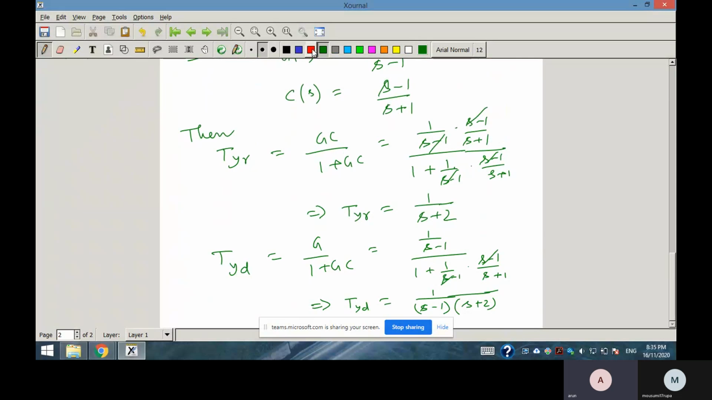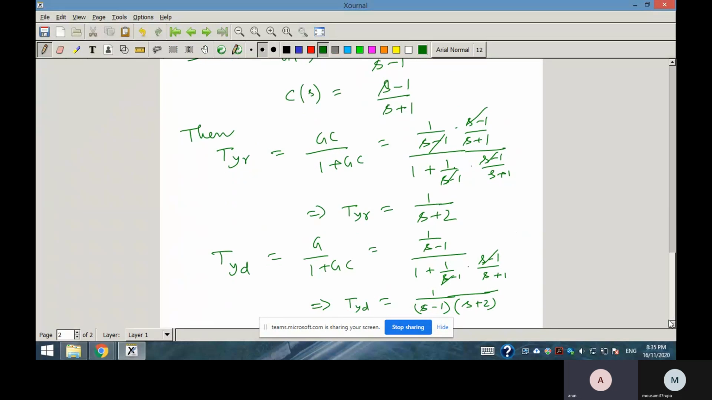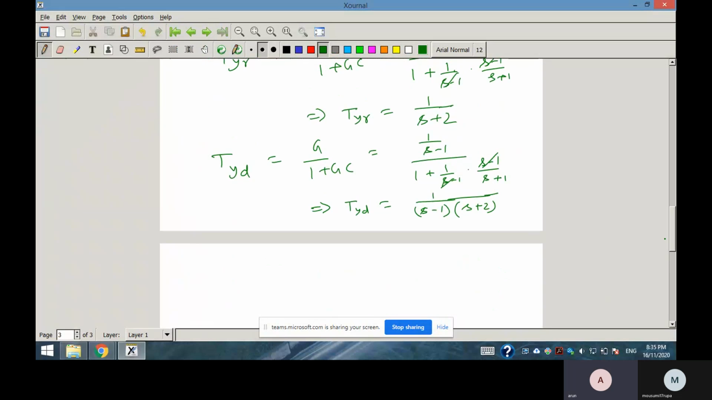So this implies this transfer function is unstable. This means Tyd is unstable, which means the feedback system is internally unstable.